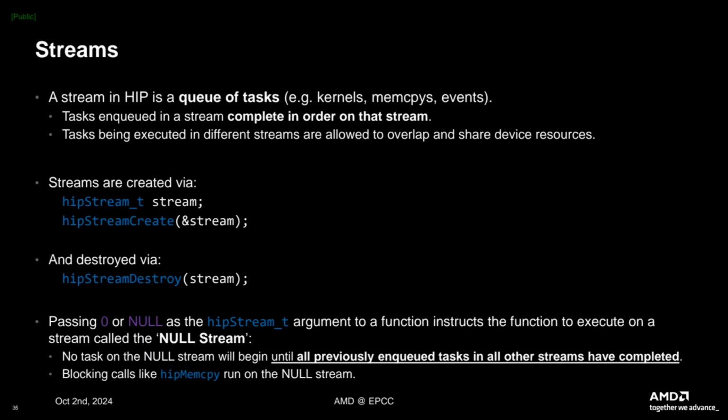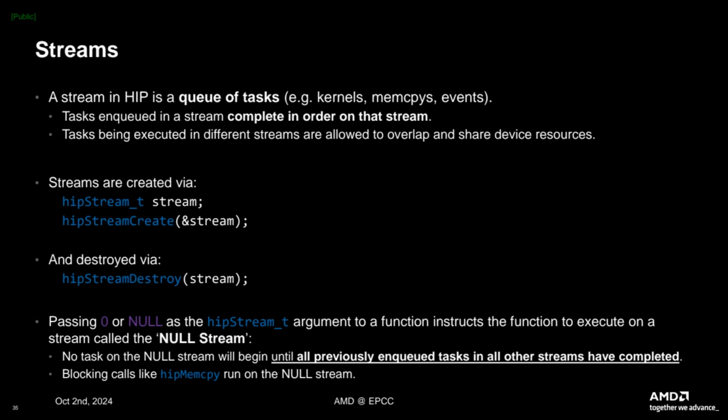Okay, so the next concept to discuss is that of streams. And you'll see next that these are what we use for the asynchronous copies, so that's why we talk about them. So a stream in heap is just a queue of tasks that could be kernel launches, kernel execution, mem copies, or in general, just an event. And the thing to be aware of is that tasks in a stream are completed in the order they are received.